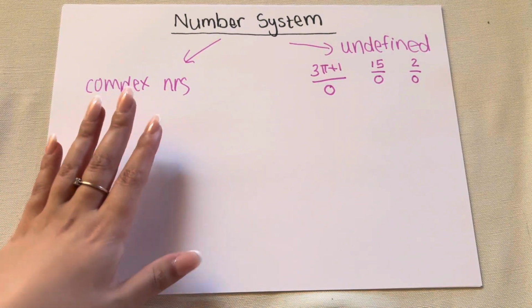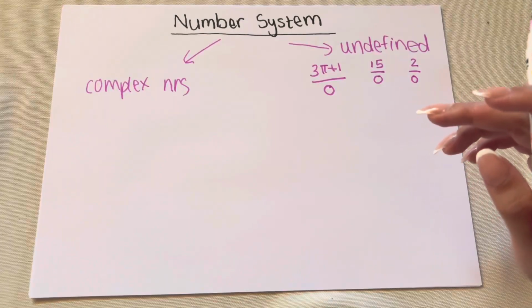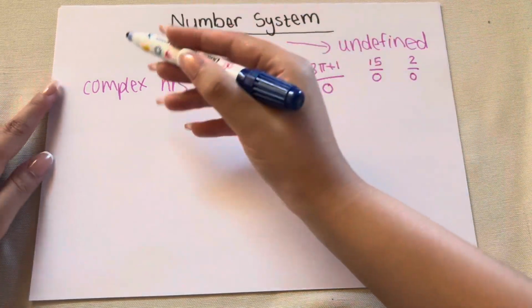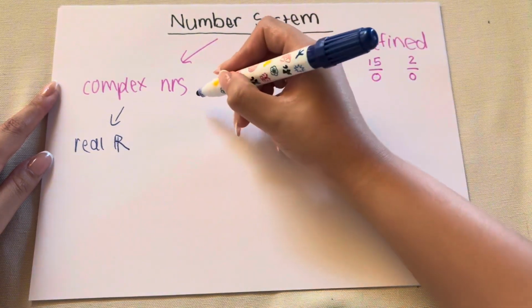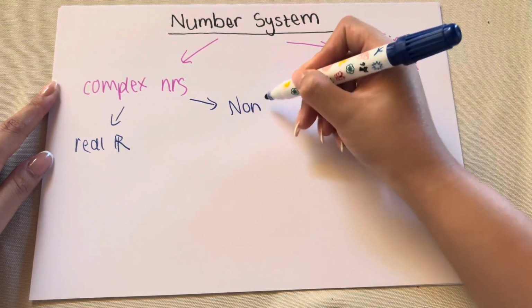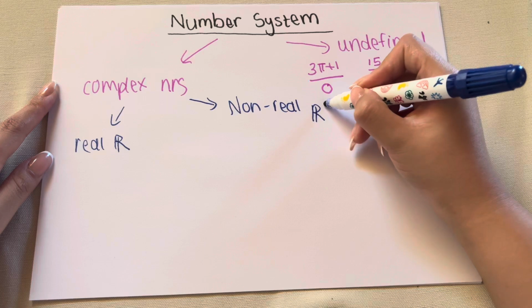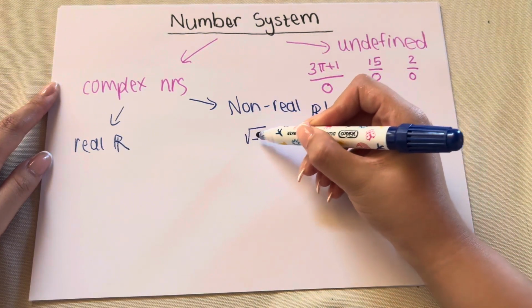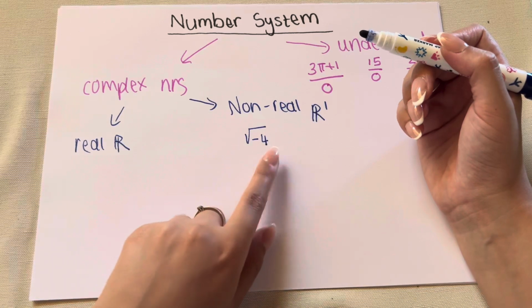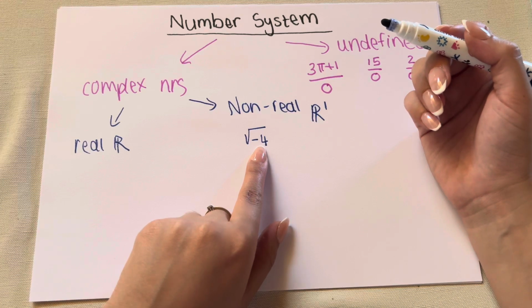While on the other branch, our complex numbers make up a large part of the number system. So let's evaluate what falls under complex numbers. This can be broken up into real numbers, denoted by this R, as well as non-real numbers. This is denoted by R with a dash. Examples include the square root of a negative number. For example, the square root of negative 4. Now, we know the square root of 4 is 2, but no number times itself can yield negative 4.